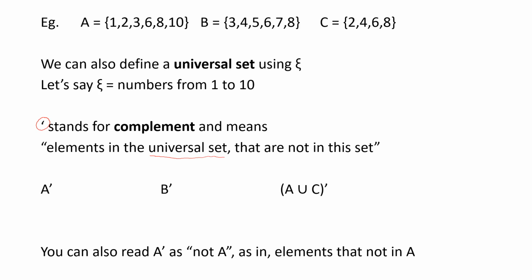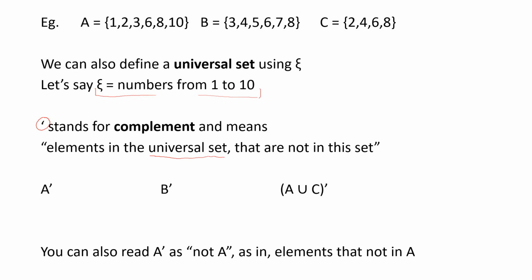Now the universal set, I think we've already seen it on some of the previous questions. It just means, well, what are all of the numbers that we're considering in total? And in this example, we're going to say that our universal set is everything from 1 to 10. So anyway, back to this complement.